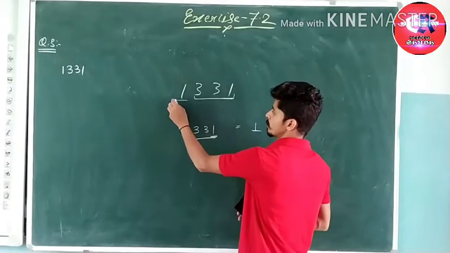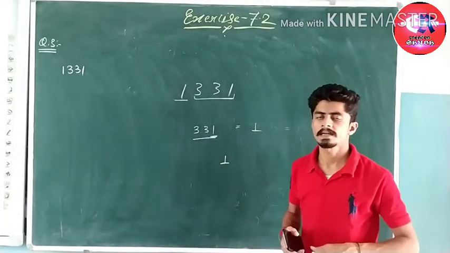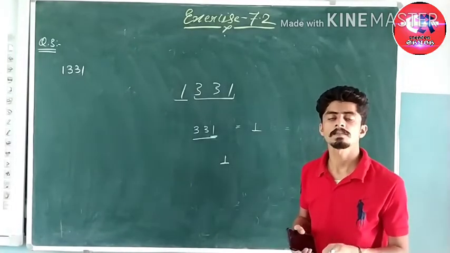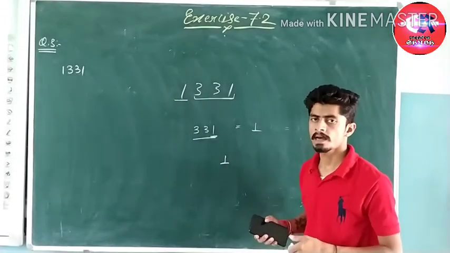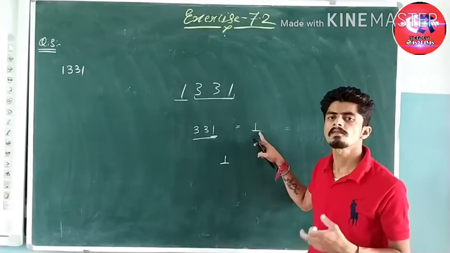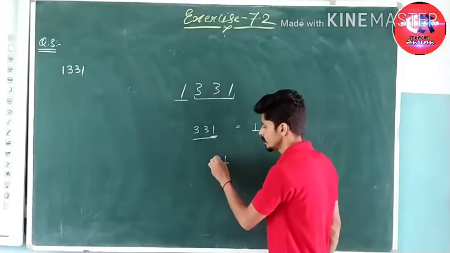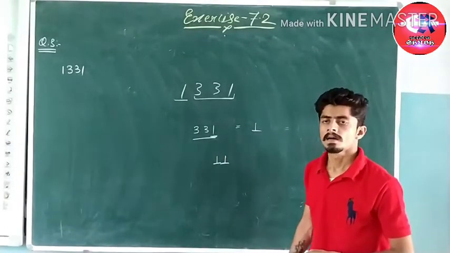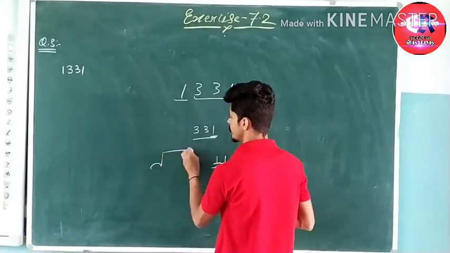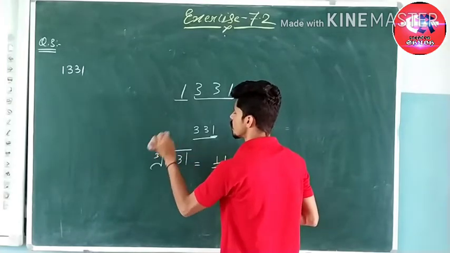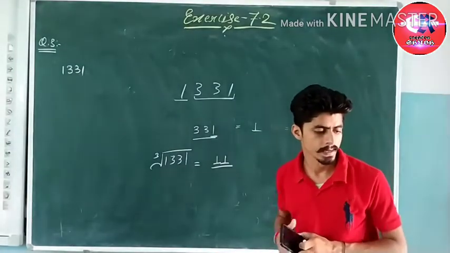Now we are going to consider the second group, which is 1, and in this second group we have to find the number whose cube is nearest to the particular number which is placed here. As we know, the cube of 1 is equal to 1. So it is the only number which is nearest to 1, so we have to take the next number, which is 1. Now we get the number 11, and it is the cube root of 1331 without doing the prime factorization method.